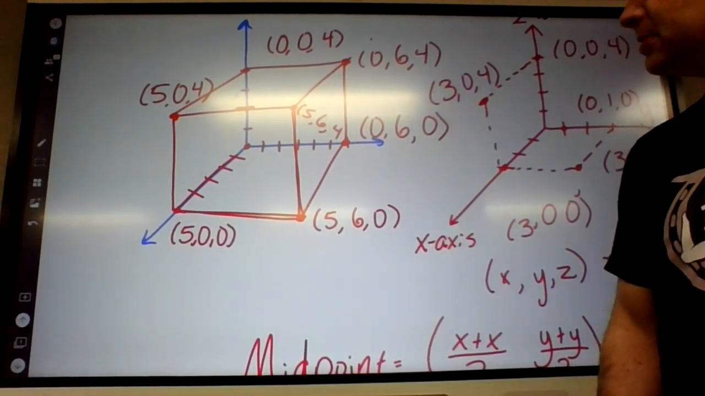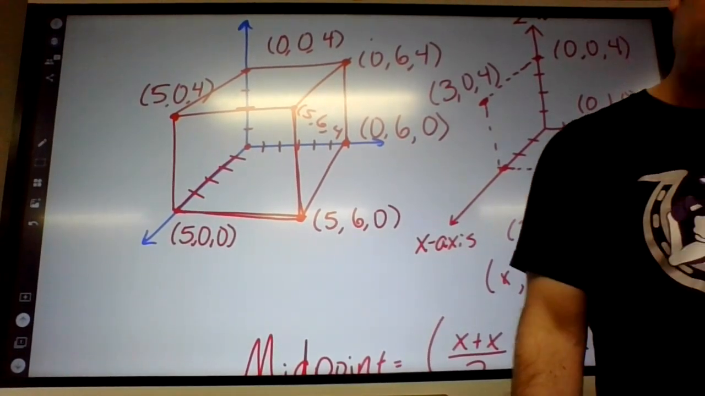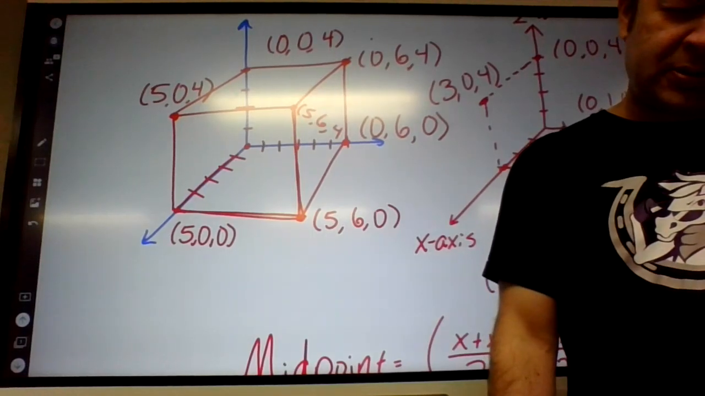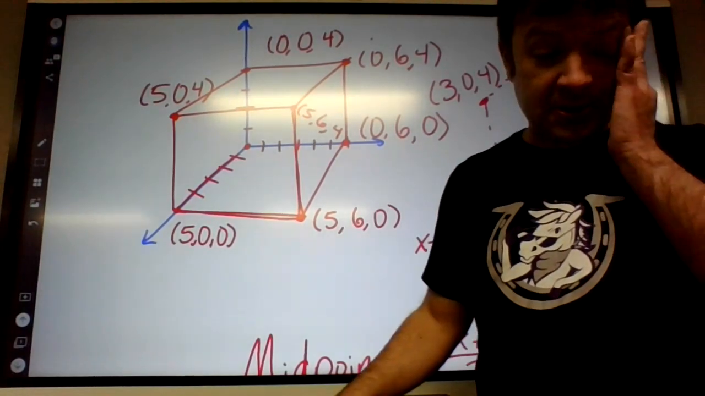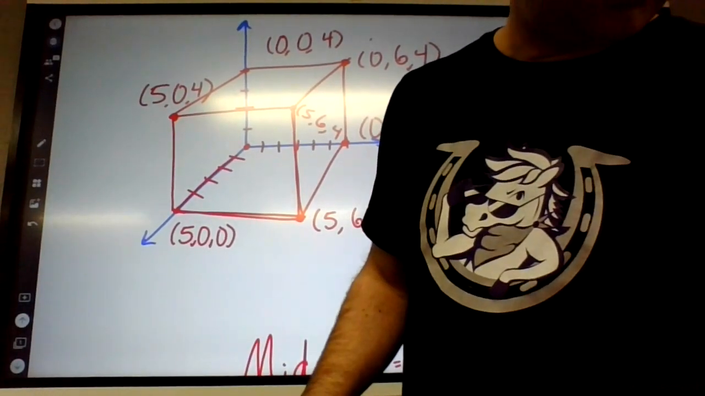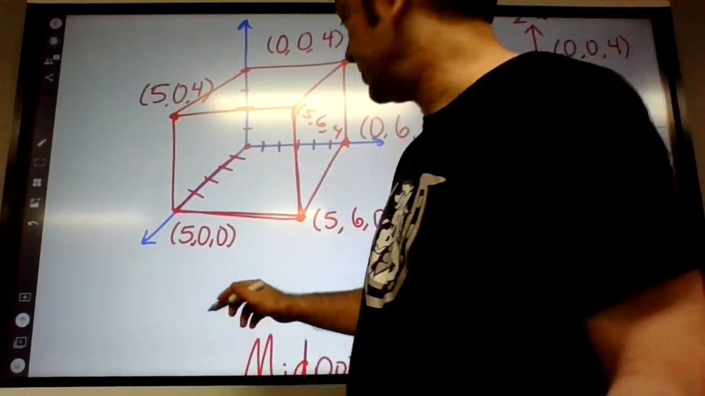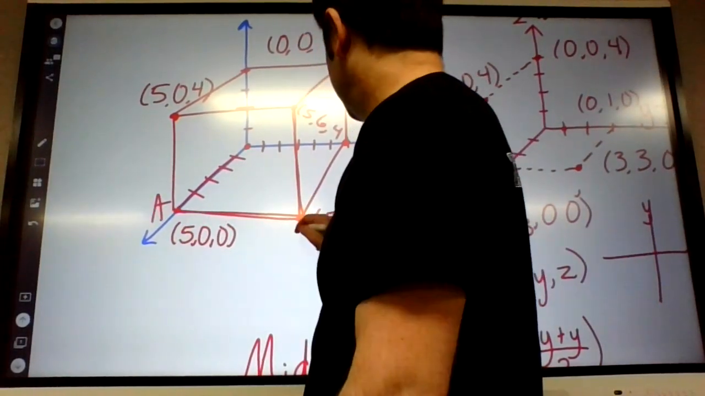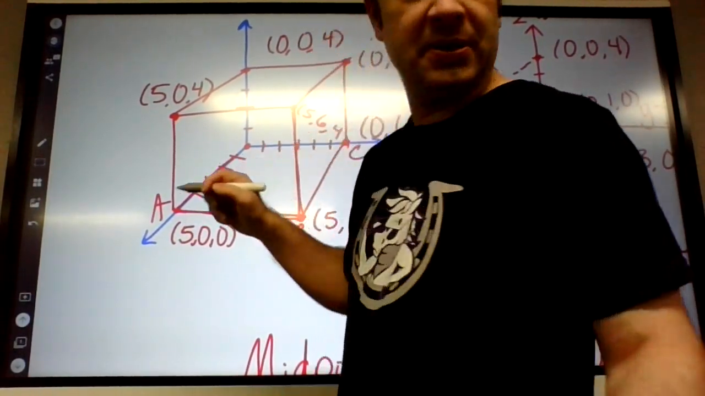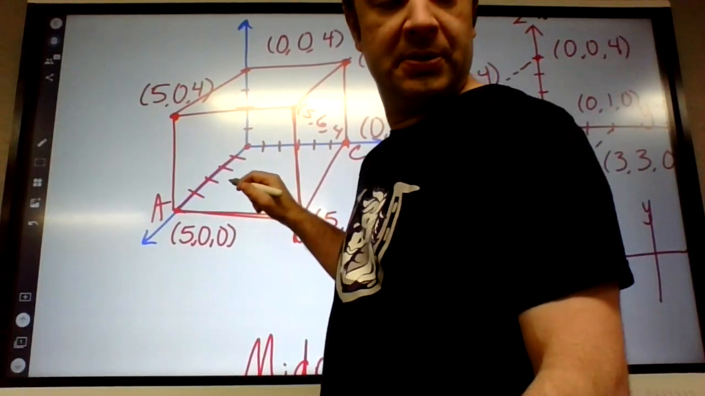Do we need to write it down? Yeah, let's use some points for it. So, let's see. This was A, B, C, D, E, F, G. It goes A, B, C, D, E.